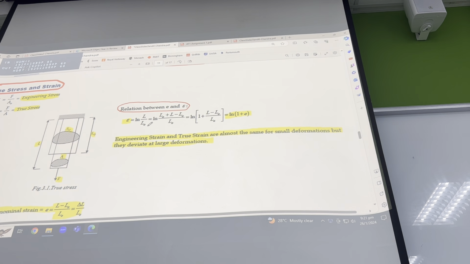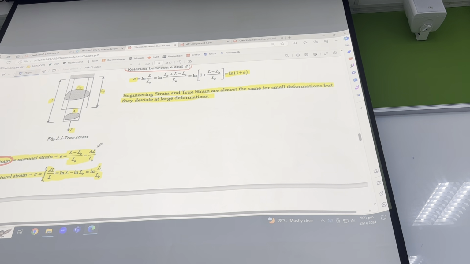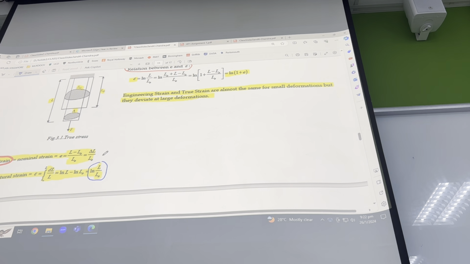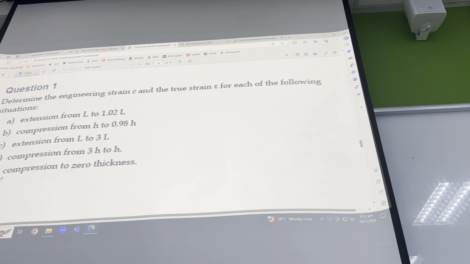Next, I go back to the concept of stress and strain, engineering stress, engineering strain. So we defined that engineering strain is change in length over original length. Then true strain is simply the natural logarithm of the final length over the original length, L over L naught. Okay, so that is the true strain. Engineering strain is delta L over L naught. Okay, so can you do this question?